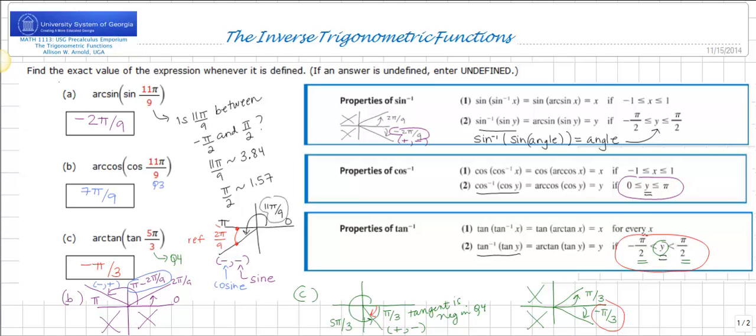Okay, so again, one more time, what do these angles have in common with the actual answers? One, the same reference angle, and two, you're picking the quadrant that makes sense in the interval and that gives you the same trig function value as your actual angle.